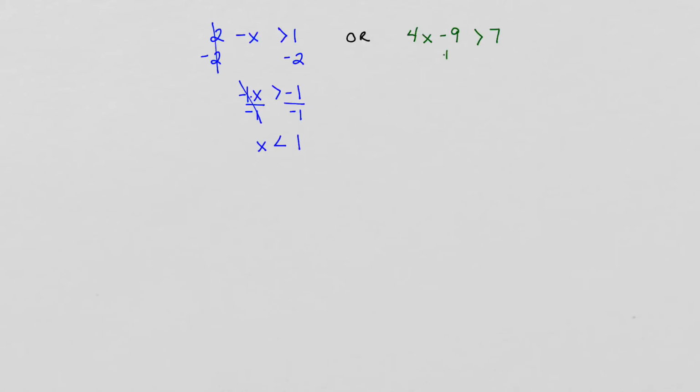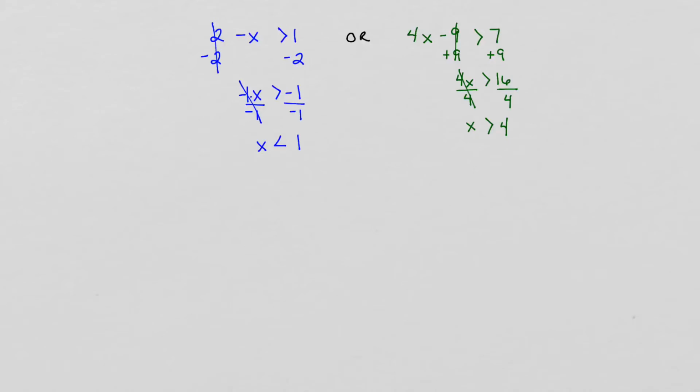For my other inequality, I'll add 9 to both sides. So I have 4x is greater than 16. Again, I'm going to divide both sides by +4 to get rid of the multiplication of +4. And this is going to be x is greater than 4.